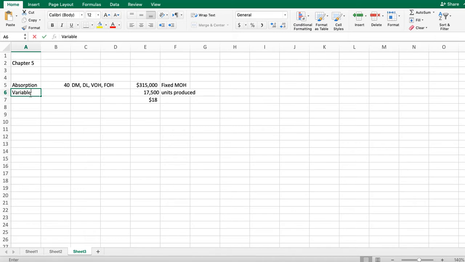Now my variable, it's the same idea. It's my direct materials, my direct labor, and my variable overhead, but it does not include fixed overhead because it's variable costing. So it would be my 7 plus my 10 plus my 5, and that's it. So that's our cost per unit under each of the different methods.